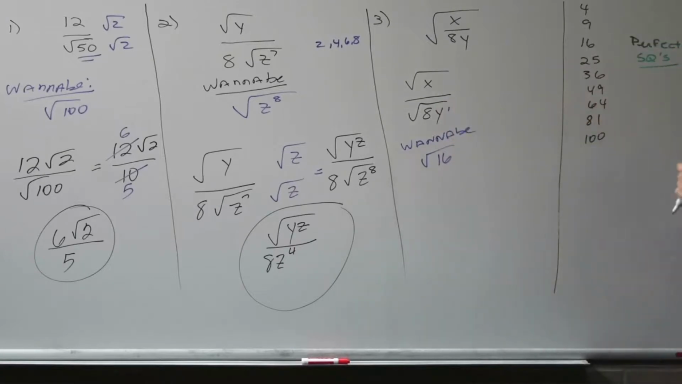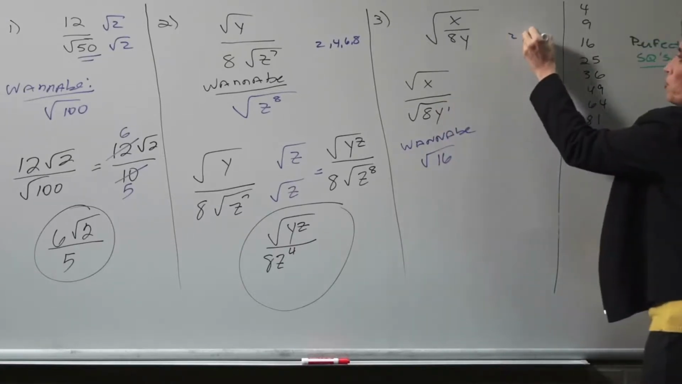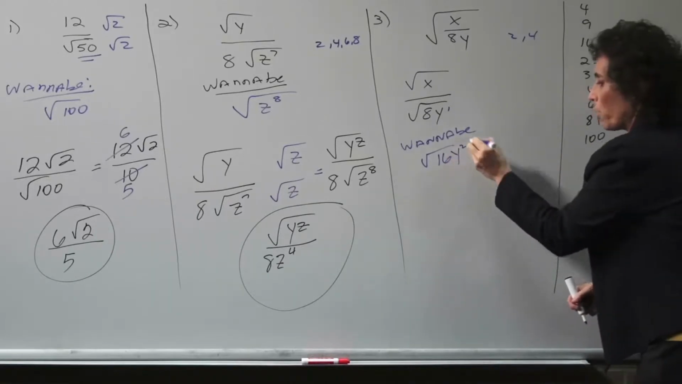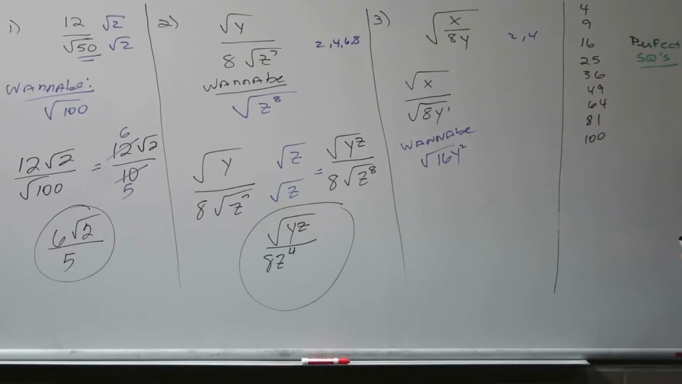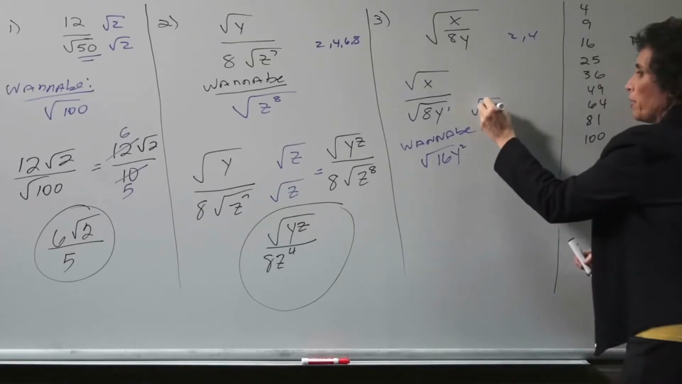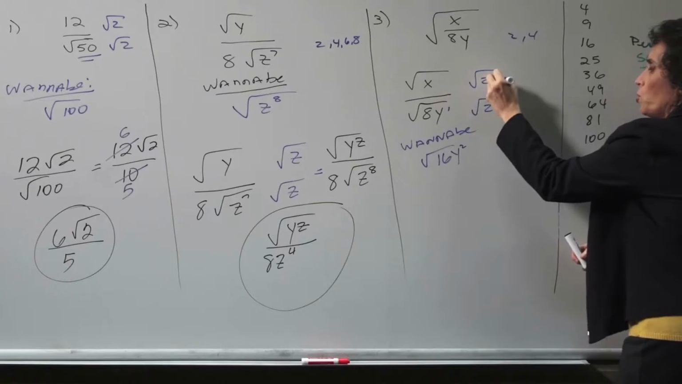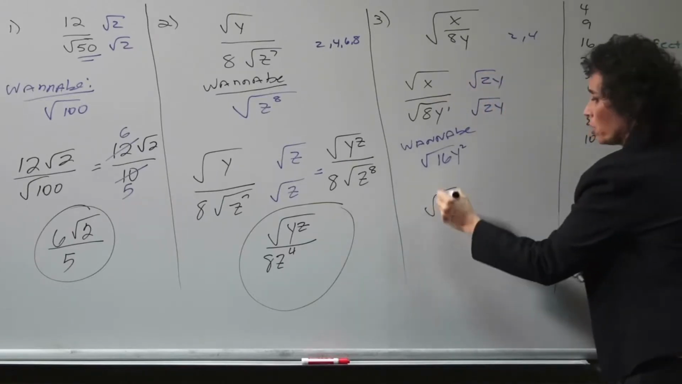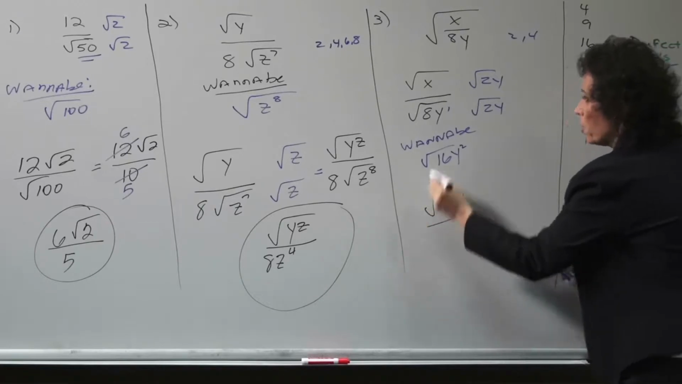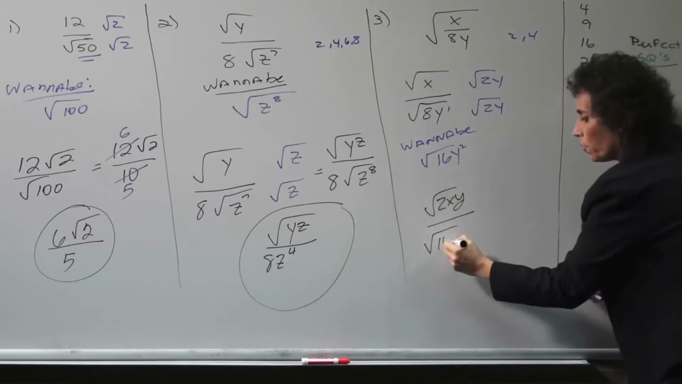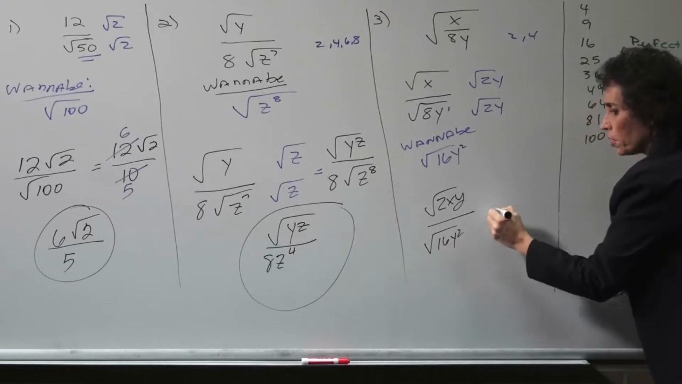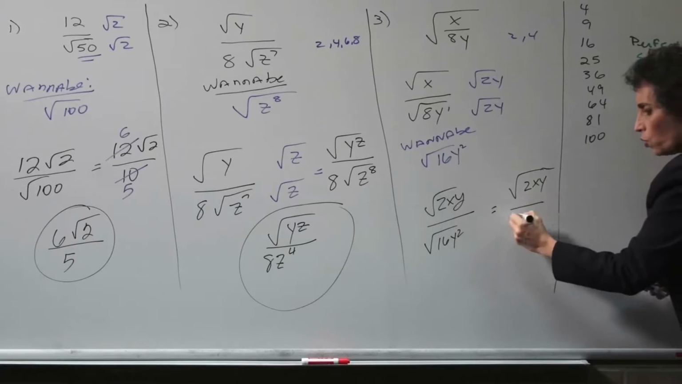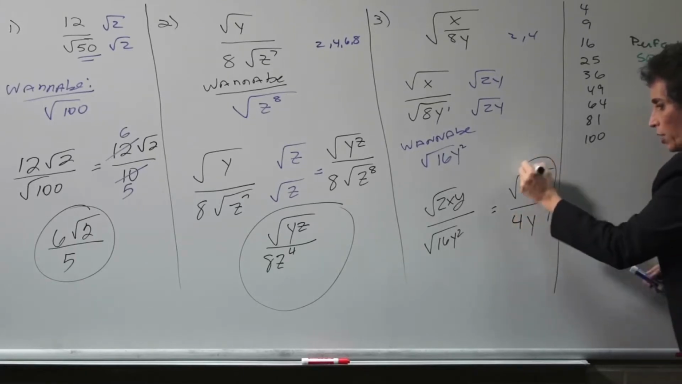We're taking multiples of 2, right? The first one to go over is just 2. So this wants to be the square root of 16y squared. To make it that, I have to multiply by 2y. So on the top I get the square root of 2xy, all over the square root of 16y squared, which is 4y. So we have the square root of 2xy all over 4y.